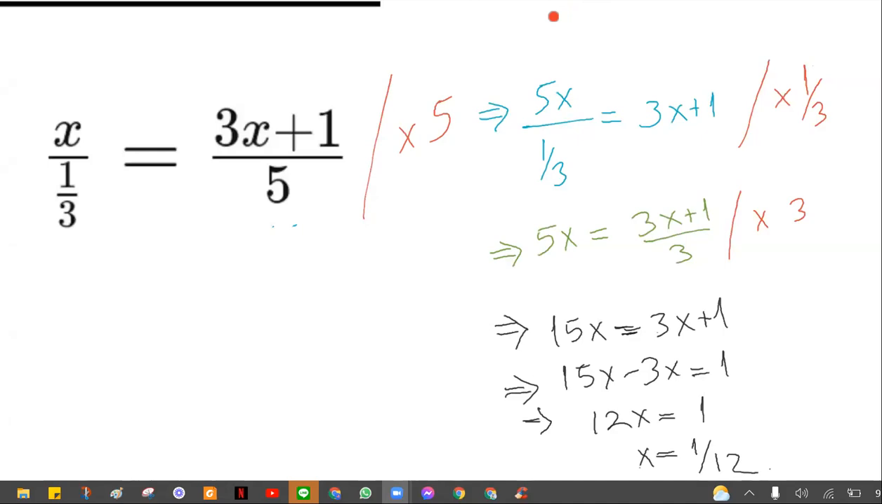So this is our first question. It's an equation, but there are fractions. So first we need to simplify and make it an equation with integer coefficients.